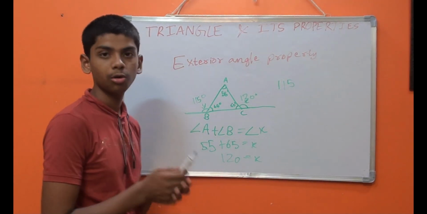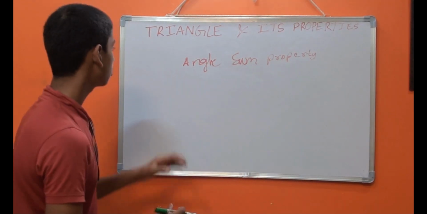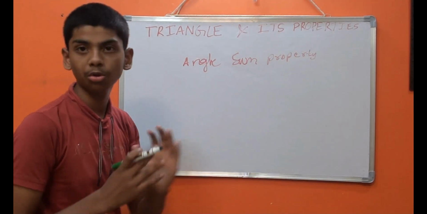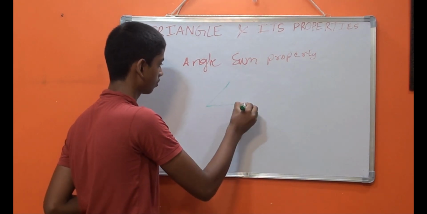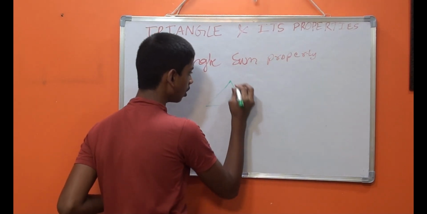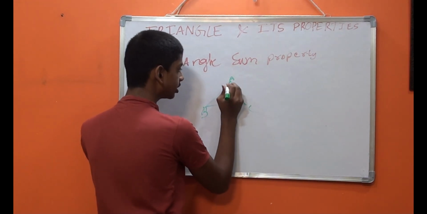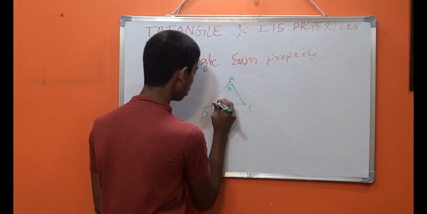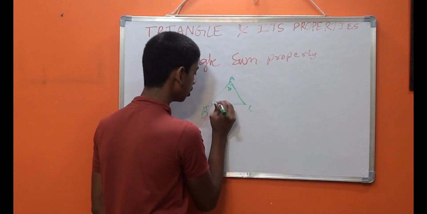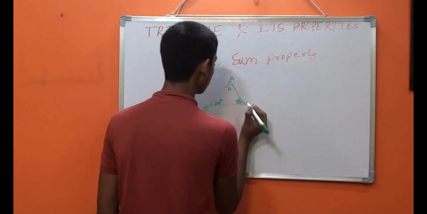Now let's see about our next topic. Friends, now let's see about our next topic, which is angle sum property. Now let's take a triangle and mark it as triangle ABC. Let's take this angle as 70 degrees, that angle as 30 degrees, and this angle as 80 degrees.